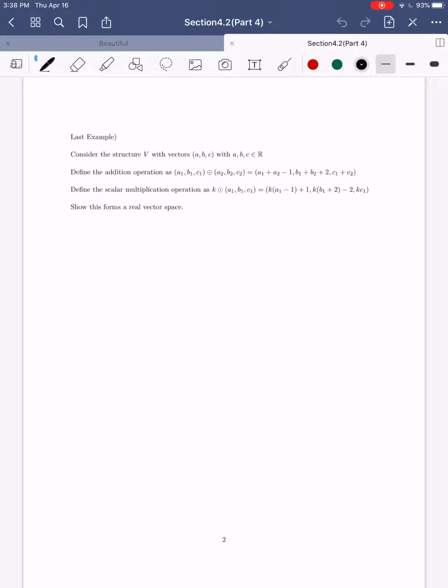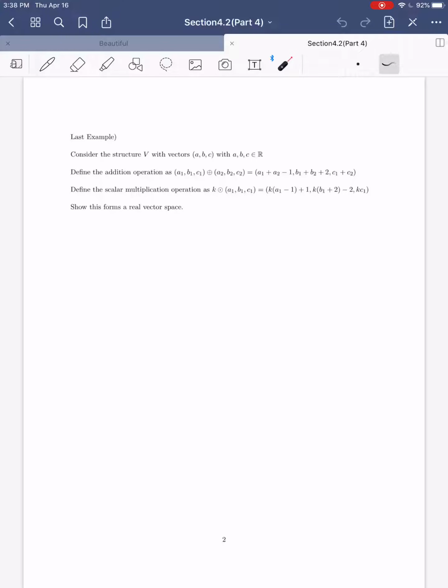So here's our last example of doing everything from scratch. In later sections, like section 4.3, we're going to see that when we're operating inside of other vector spaces, we get to do a lot of stuff for free without having to prove everything from scratch. But right now, we're going to do one more from the ground up. This structure is pretty simple. It's basically just real 3-tuples, so vectors (a, b, c), with a, b, and c all being real numbers. So it's just standard 3-tuples.